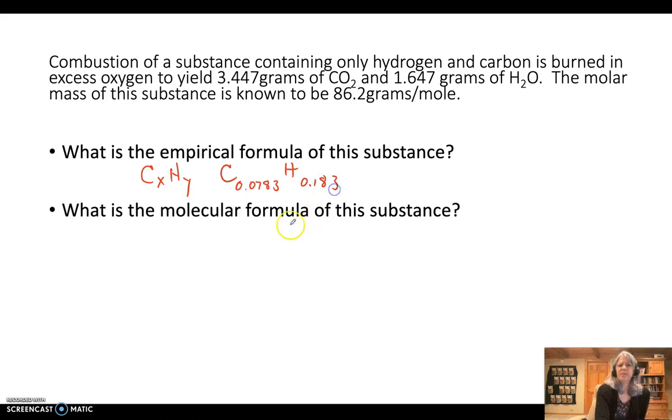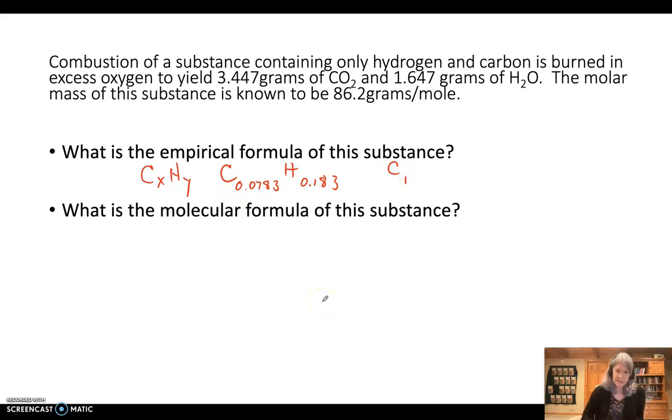We could do that, but we don't do that in chemistry. We don't like these big numbers here. We want to have whole numbers here that will show us the ratio. So it's a little bit easier for us to see what's the ratio. So the way we do that is we'll divide each of these by the smallest number so we can get whole numbers, right? So if we divide 0.0783 by 0.0783, we would have then carbon 1.